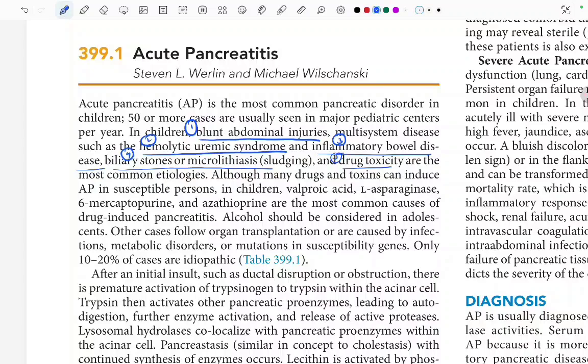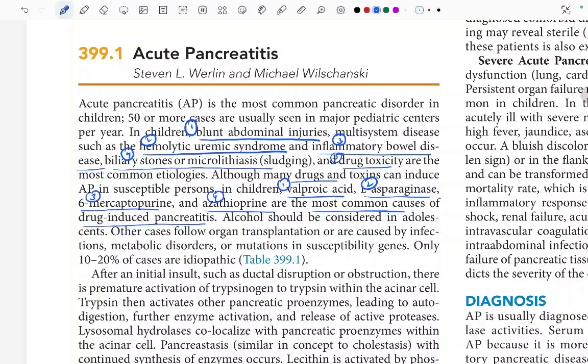Although many drugs and toxins can induce acute pancreatitis in susceptible persons, in children, now we are talking about drugs. Which drugs are mainly associated here? First one is valproic acid and L-asparaginase, 6-mercaptopurine and azathioprine. These are the most common causes of drug-induced pancreatitis.